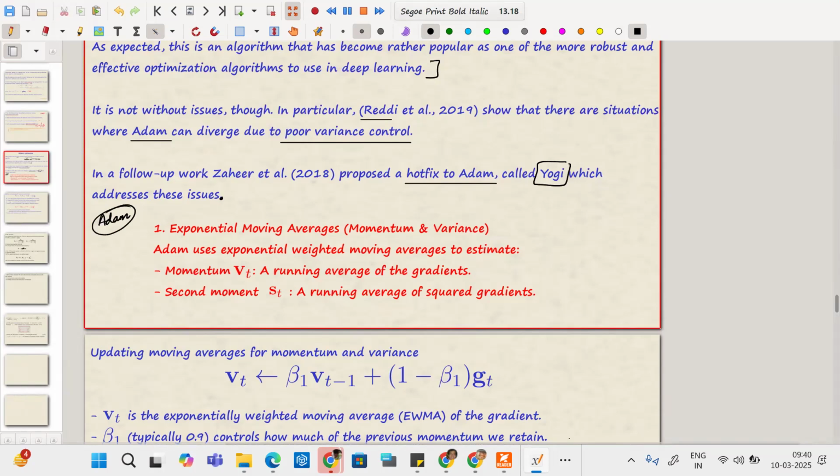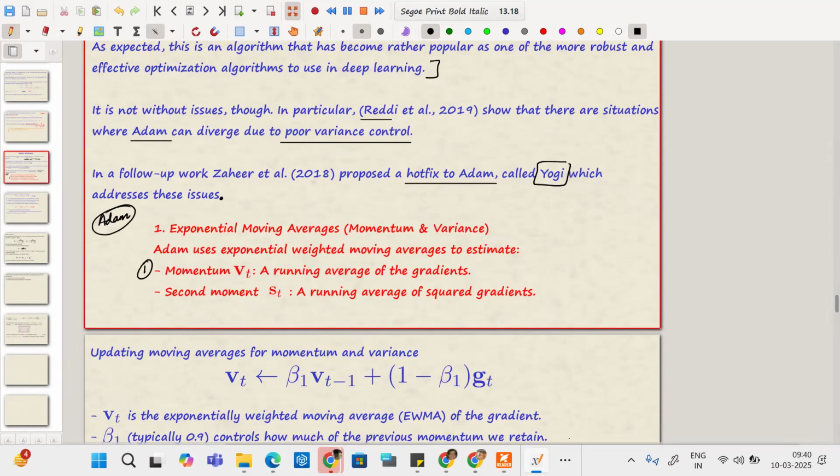It will take care of exponential moving averages again, what you have seen so far in momentum and RMSProp. But here for two cases: momentum as well as variance. Adam uses exponential weighted moving average to estimate two quantities. First, the momentum Vt.